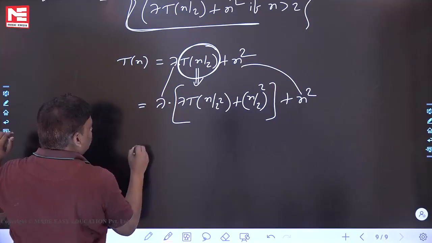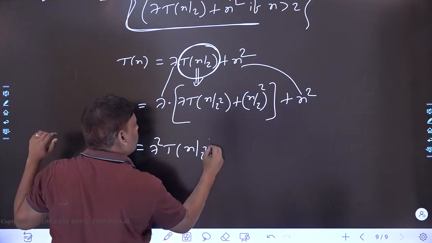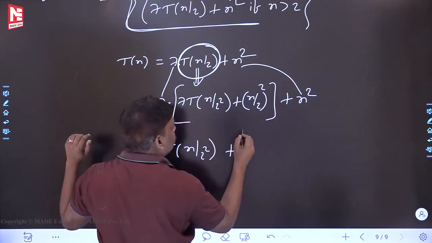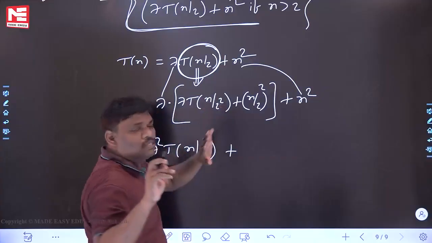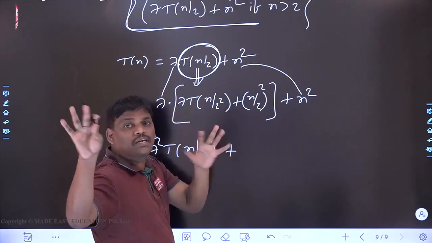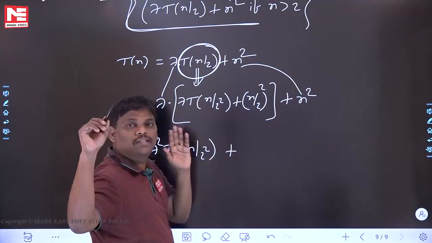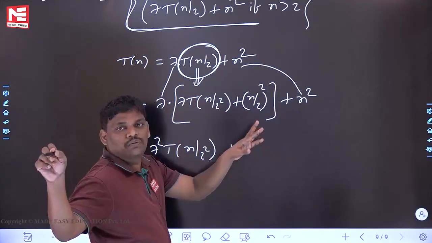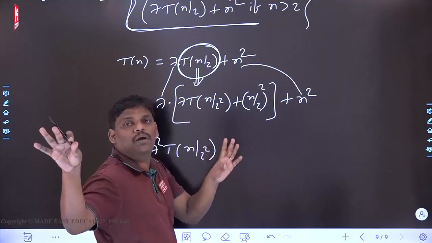Right, is equal to, so what is the answer? 7 square t n by 2 square plus 7 into n by 2 whole square. And one more thing I want to ask you, don't do any simplification. As it is you write. If any cancellation is there, cancel. Cancellation not there, write as it is. Don't try to do any simplification until 3 rounds. If you try to do simplification, unnecessarily you are making the problem complex.